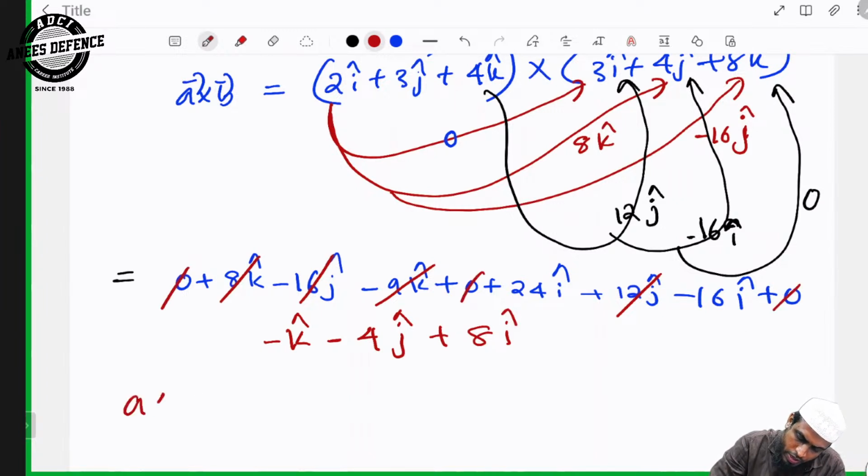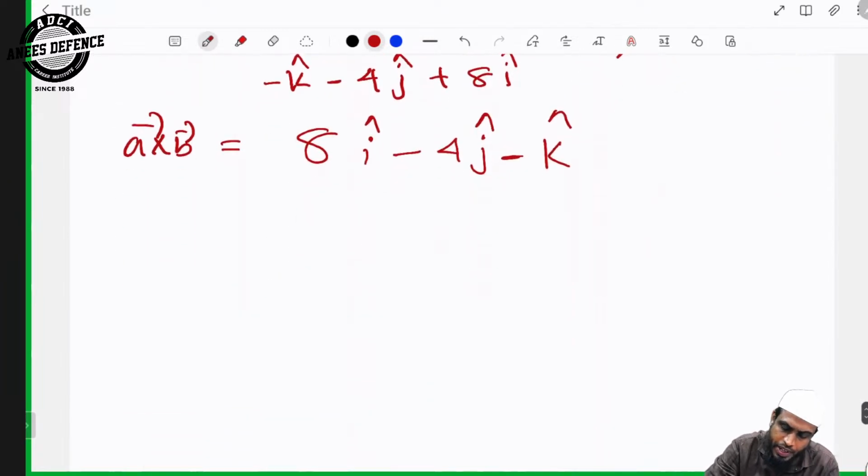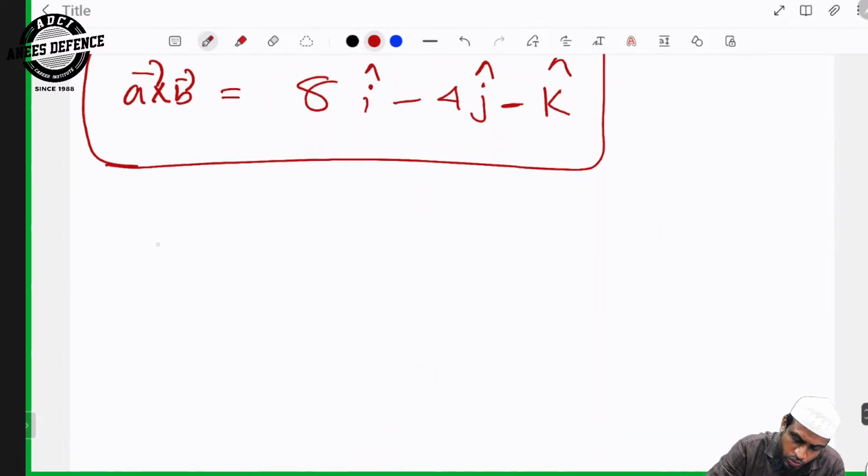So A cross B, finally you are getting 8i minus 4j minus k. So this is a lengthy method to calculate the A cross B. So you can follow this matrix determinant technique.